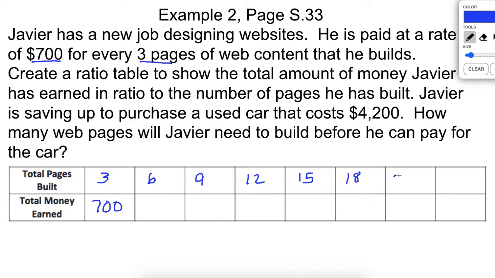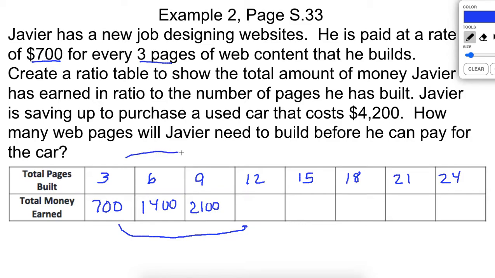18, 21, and 24. And then we can add 700, which would be 1400. And these are going to be multiples of 7. So that would be 21. And if you look at this, just remember how we were timesing.